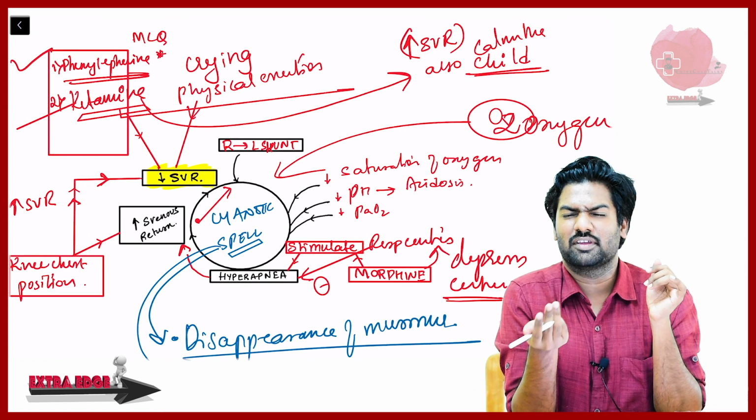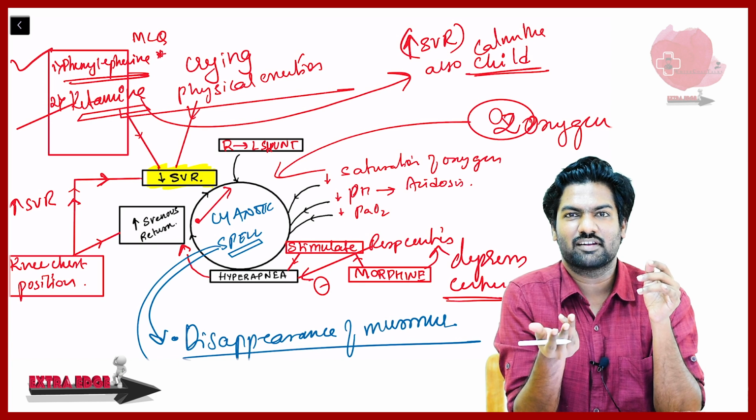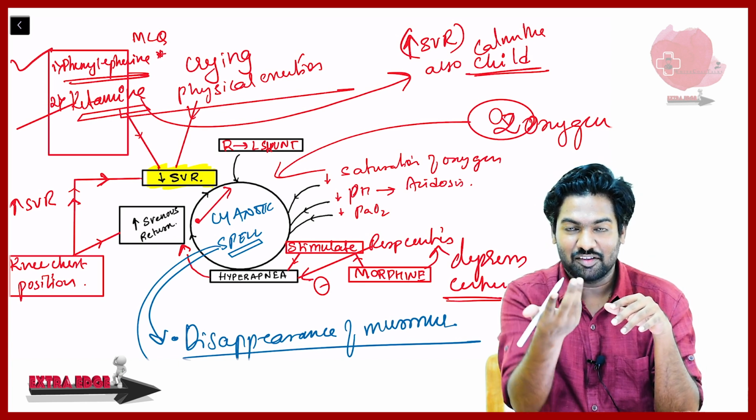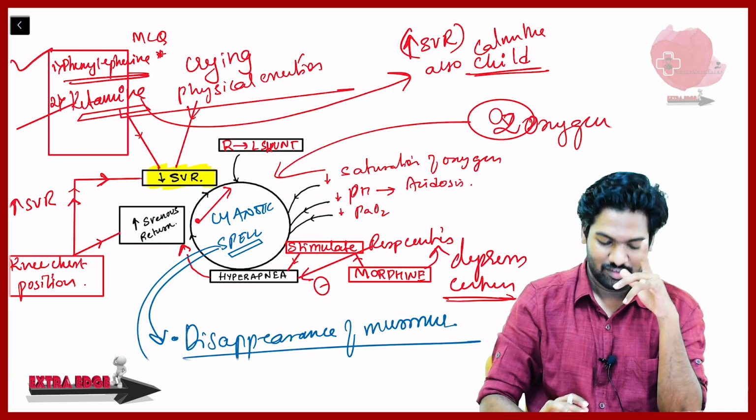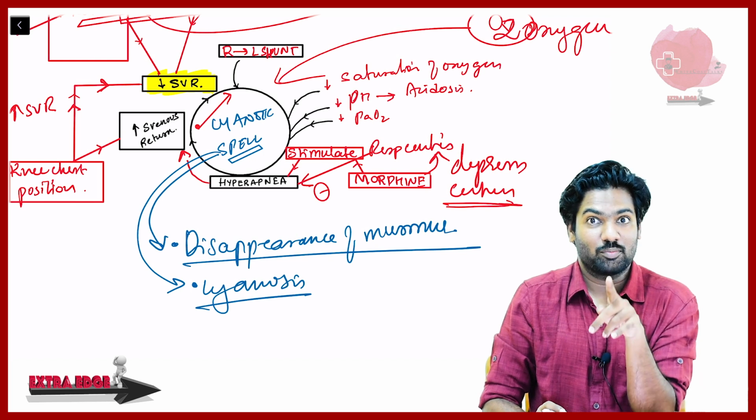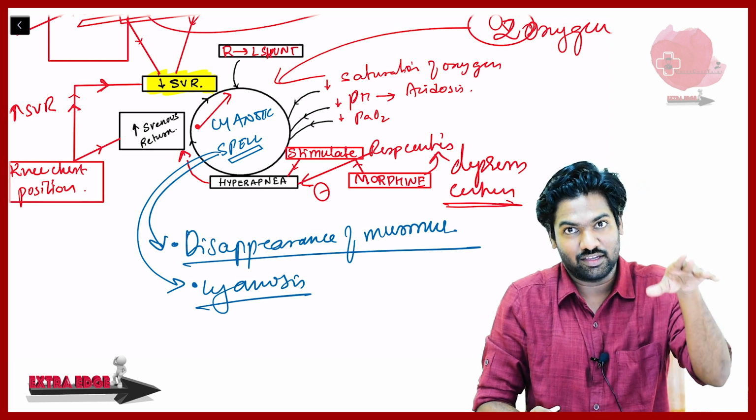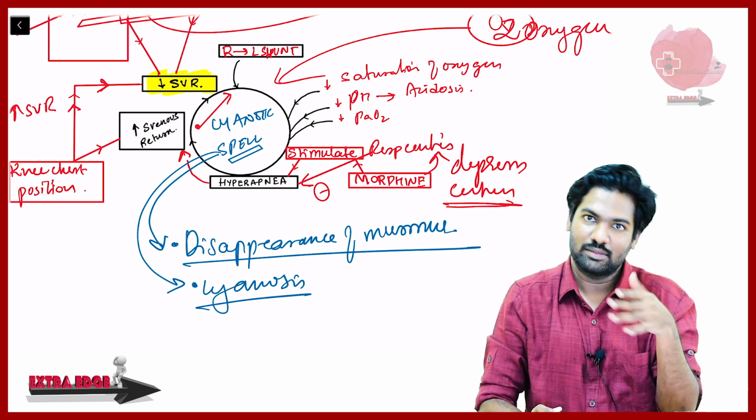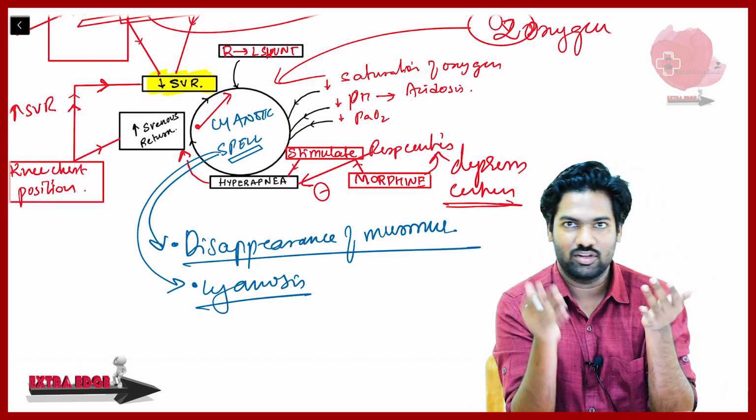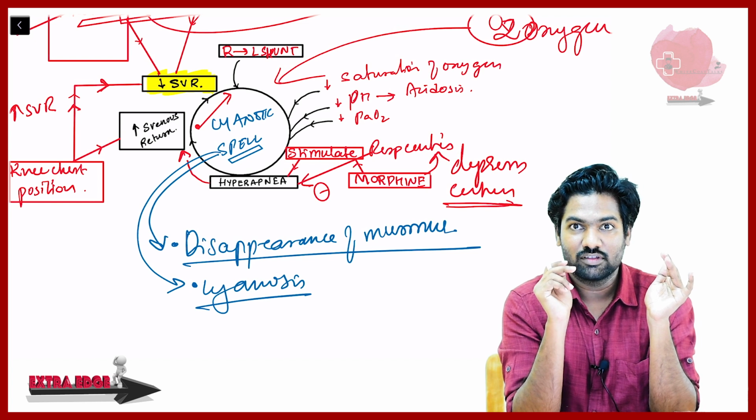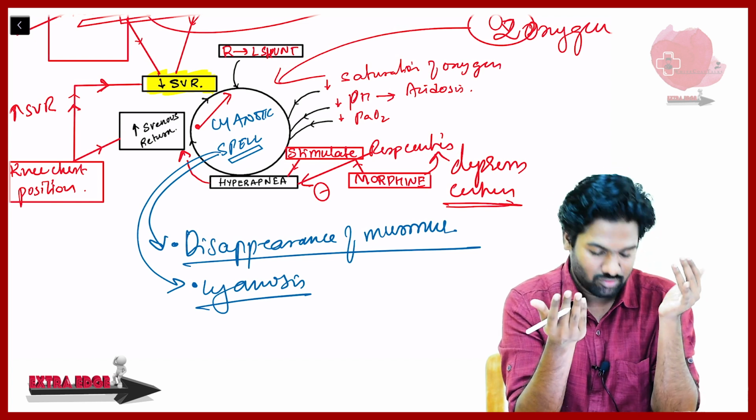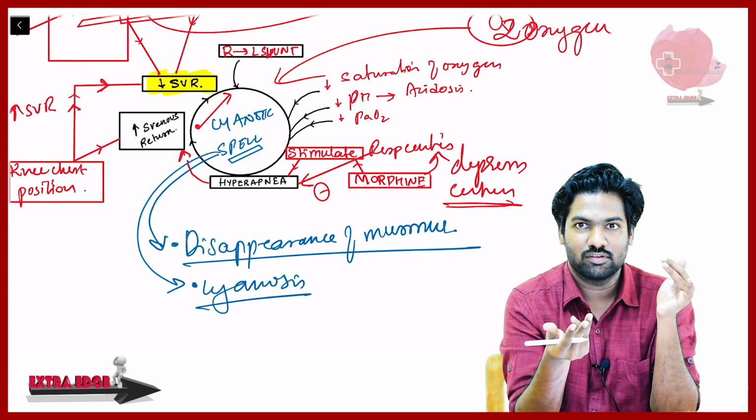Another drug which you can remember is the beta blocker, propranolol. I want to tell you that propranolol can act both acutely and chronically. Means in acute crisis also you can give propranolol, and in chronic also you can give. You have to know that for acute we usually use metoprolol.